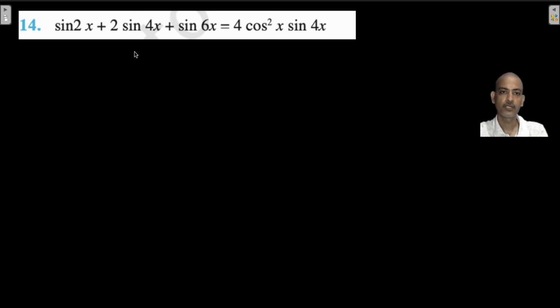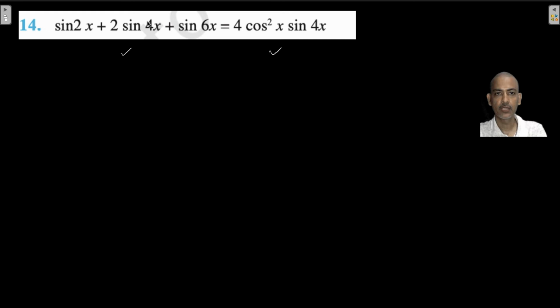So let's try to understand the problem here. There is something given on the left hand side and there is something given on the right hand side. So we have to prove what is on the left hand side is equal to the right hand side. Now before jumping into the solution, let's try to understand what is given on the left hand side and is there any clue which we get from the right hand side.